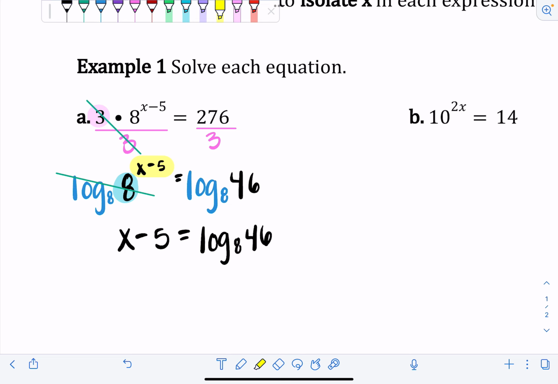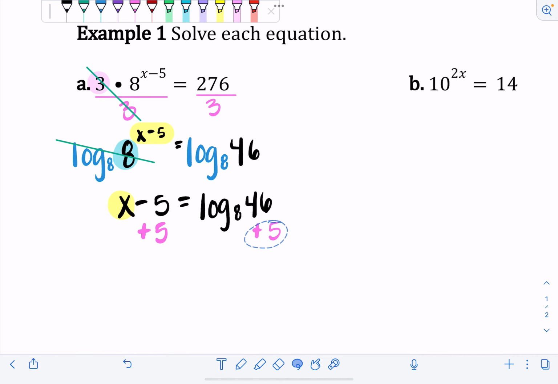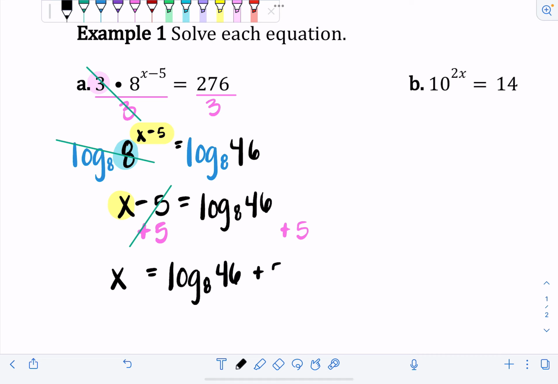So the final step is to just go ahead and get x by itself. So I have to get rid of that minus 5 by adding 5 to both sides, and I'm just going to add it to the end of the log, not to the 46, just literally after the log. So this would be x, and then the negative 5 plus 5 would cancel out, and then equals log base 8 of 46 plus 5. So x equals log base 8 of 46 plus 5. We're just going to leave the log there and not find a decimal approximation for it. And like I said, that's how the answers will be in your checkpoint as well.